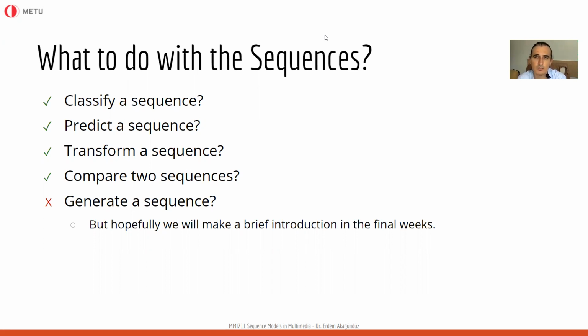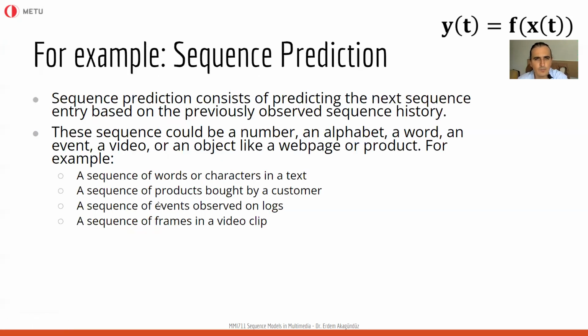Compare two sequences, given two sequences, we're trying to understand the meaning out of it, similarity, maybe. And you can do generation, but as you can see, there's a red cross here, although there are green check signs for the other ones, because generative models will not be a part of this course. So we will leave it out of the scope of this course. We'll make a gentle introduction to give you an idea, but we will not delve into them. That's another world. Okay, so for example, let's begin with sequence prediction.